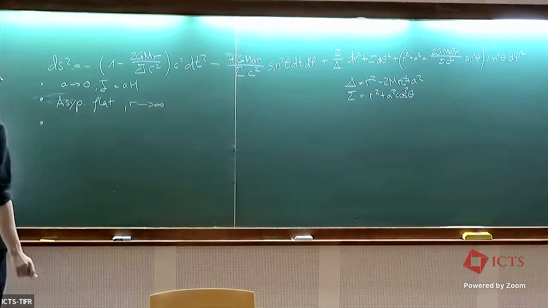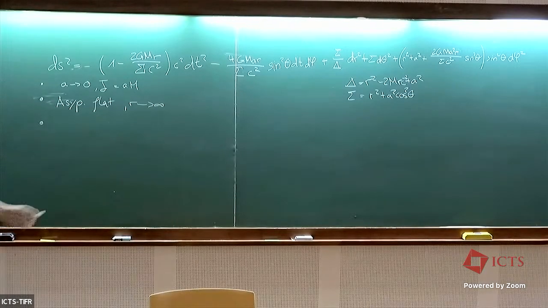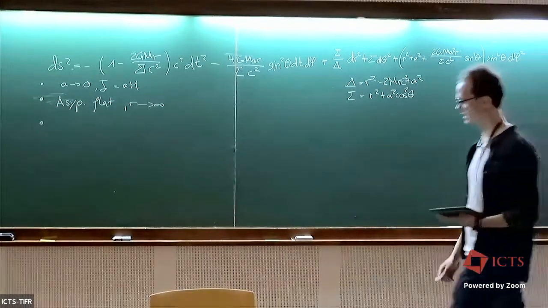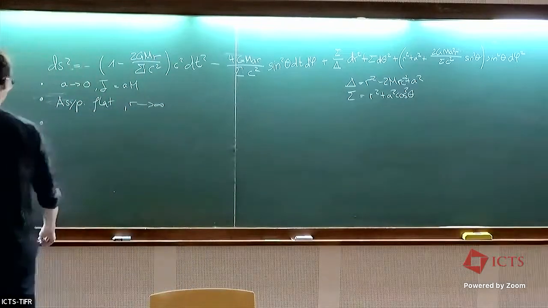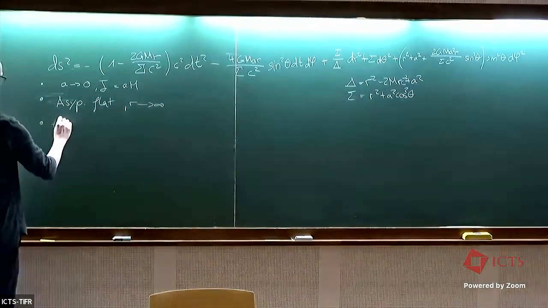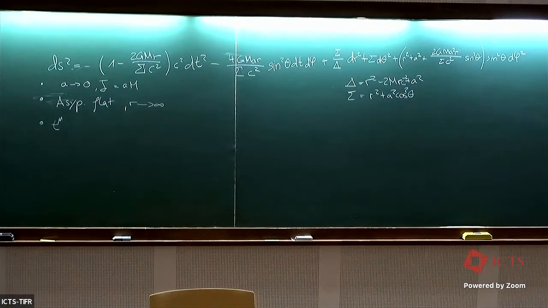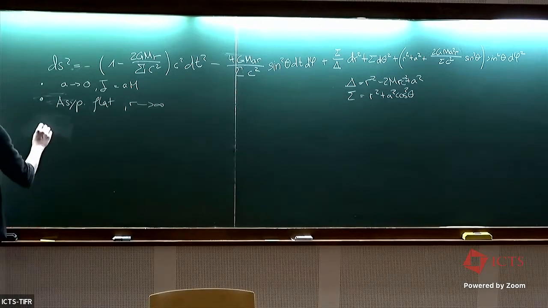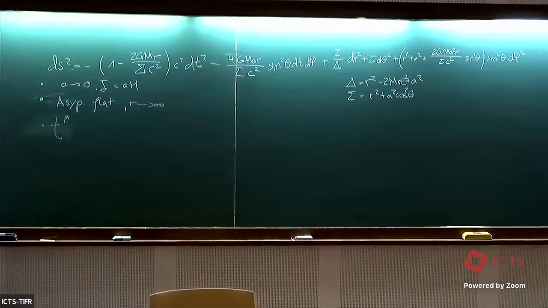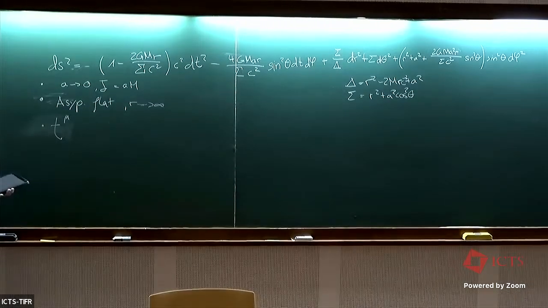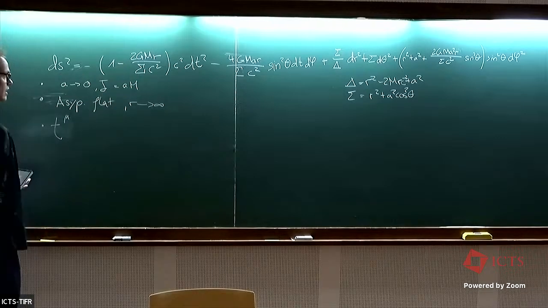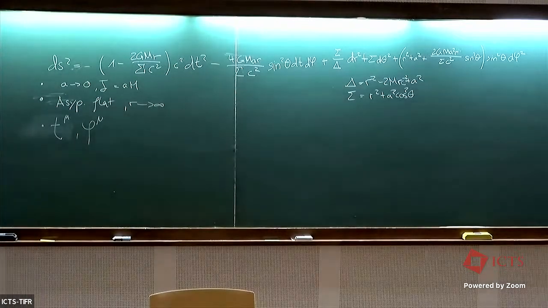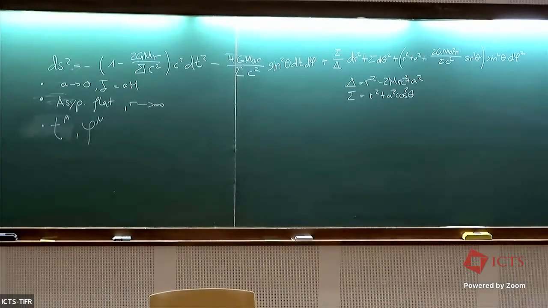Then, the metric itself doesn't depend on time t and azimuthal coordinate phi. So you have a time-like Killing vector, t^μ, which generates the time translation invariance. I'll try to write this bigger. So t^μ is the Killing vector that generates the independence of time. And analogously, you have φ^μ, the Killing vector that generates the azimuthal symmetry.